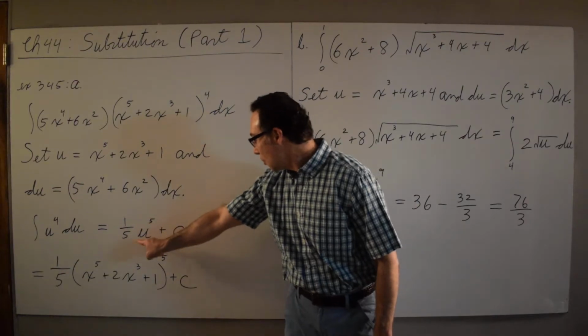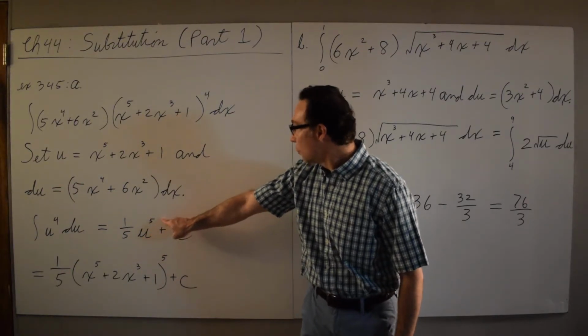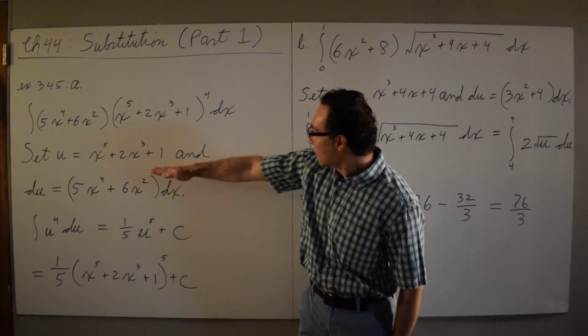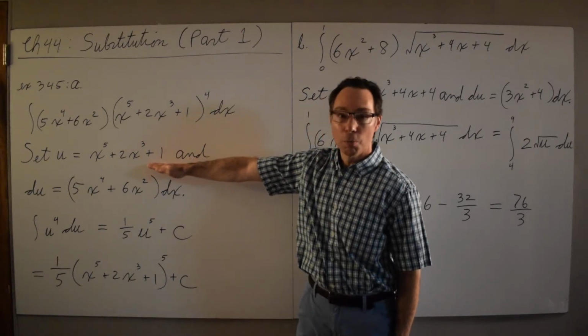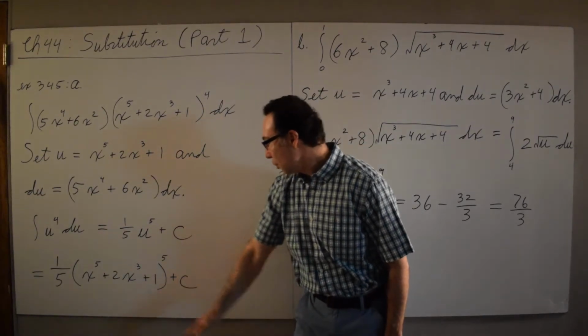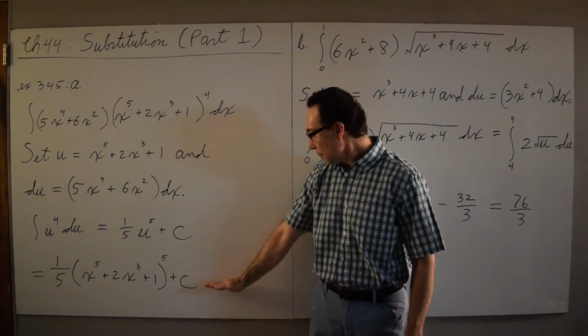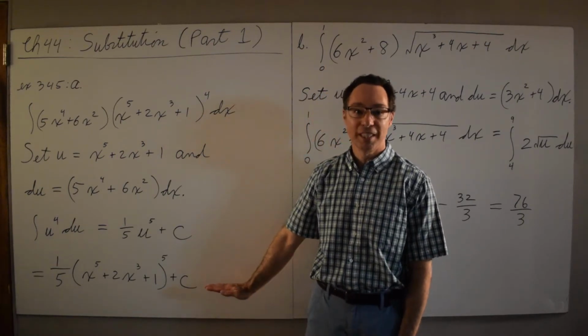So we substitute back now. So we have u to the fifth, and u is x to the fifth plus 2x cubed plus 1. So this is our u to the fifth, plus our arbitrary constant because it's an indefinite integral.